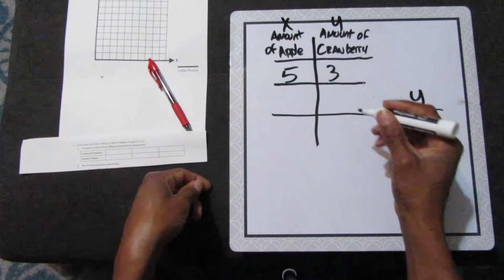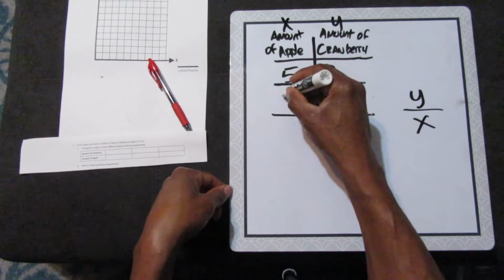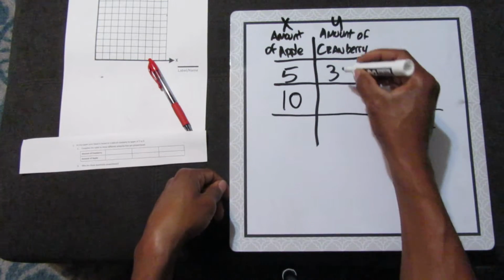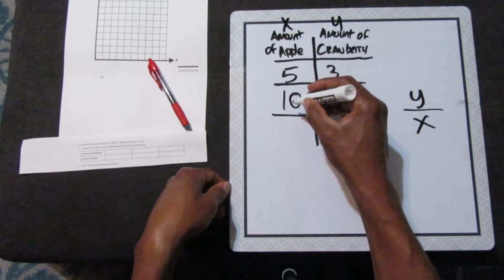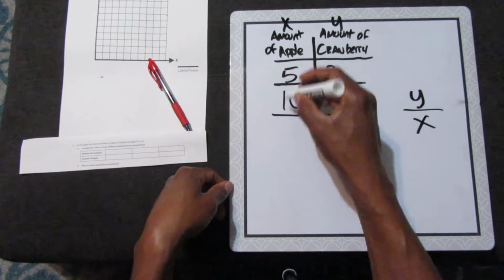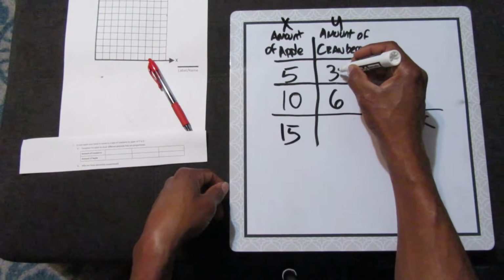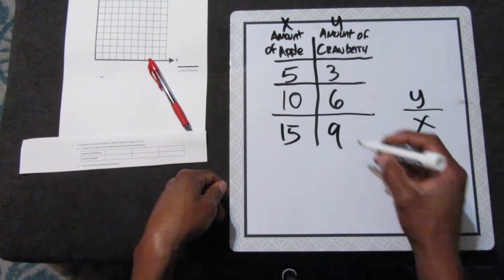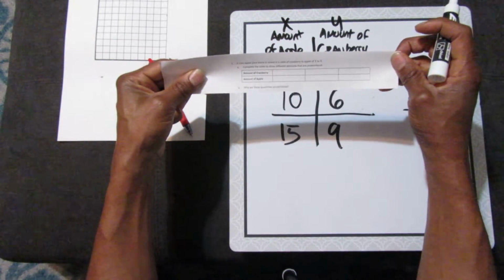The next one, it wants these to be amounts that are proportional. So what I'm going to do is take the original one and multiply this by 2. So 2 sets of 5, 10. 2 sets of 3, 6. I'm going to keep it proportional. Multiply the original by 3 again. So 3 sets of 5, 15. The original ratio value here times 3, that's 9. So I have 1, 2, 3, just like the chart asked me to do.